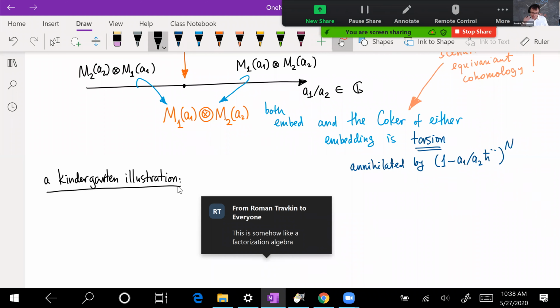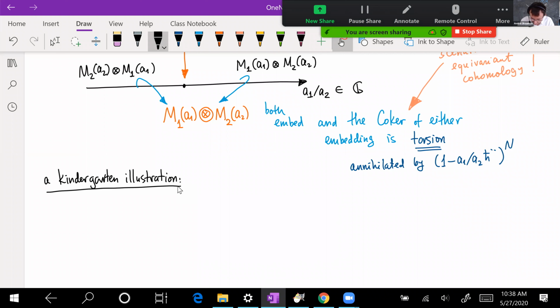Yeah, this is in fact something like, yeah, sure, this is even more. There are many fancy names one can assign to this. So, a kindergarten illustration. Suppose I have my X, a point with a trivial action of the multiplicative group.